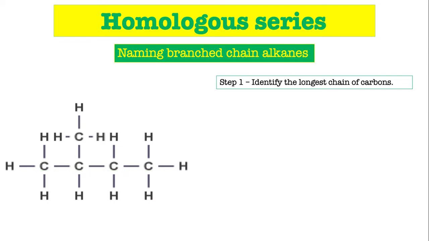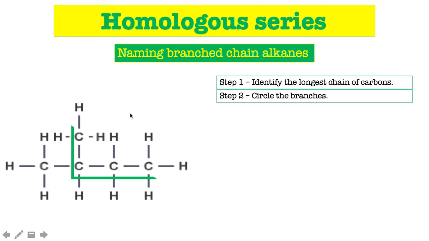You could, in actual fact, have this as your longest chain of carbons. You've still got 4, but instead of in a straight line, they could be in any direction as long as they're connected and it's in a chain. Step 2 would be for you to circle the branches.